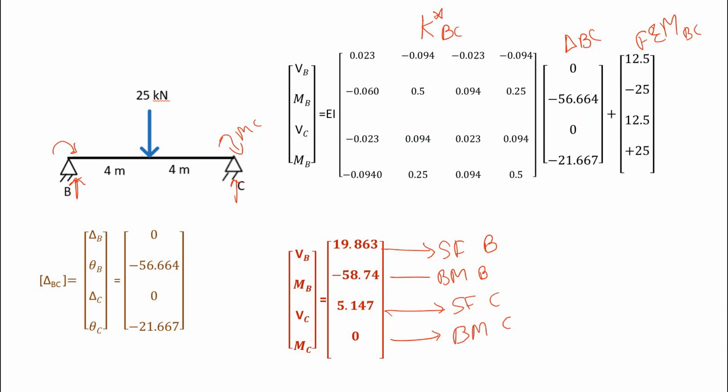See, we have the shear force and bending moment values directly. So it's very easy for us to draw the bending moment diagram and shear force diagram. Okay. So this is all about the analysis of beams by using the direct stiffness method.